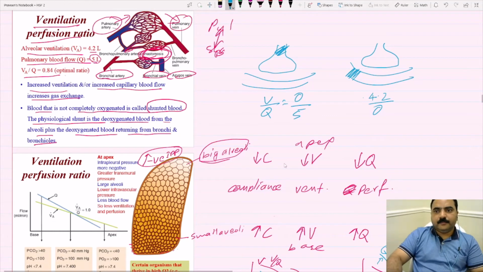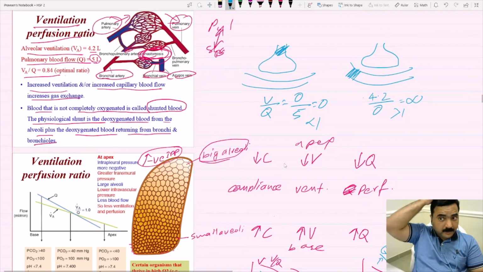So what happens over here? Here it is equal to 0, here it is equal to infinity. Here the V by Q ratio is increasing, more than 1. Here the V by Q ratio is less than 1. So it is increasing and decreasing.